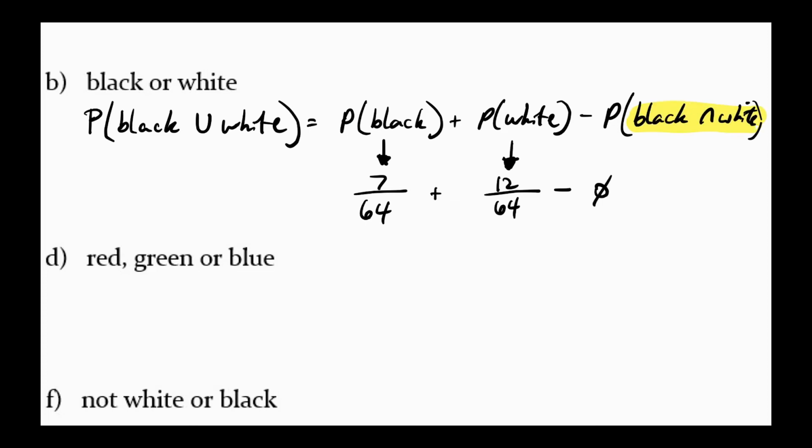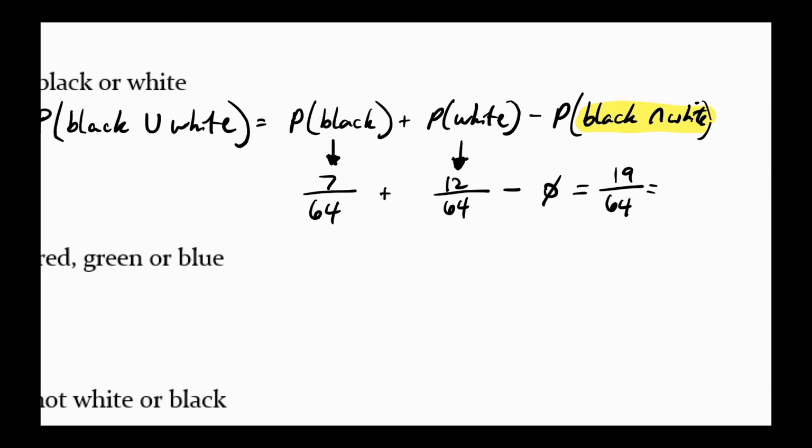Are there any overlap, meaning black and white marbles? No. They're mutually exclusive, right? You can't reach in there and pull out a black and white one. You're either going to pull out a black or a white or something else, right? So we add them together and we get 19 out of 64, which is the same thing as 0.297. Almost a 30% chance. You pick out a black, you pick out a white, or you pick out both. But in this case, there are no both. So that's why that was a 0 there. The 0 was from both. Okay.